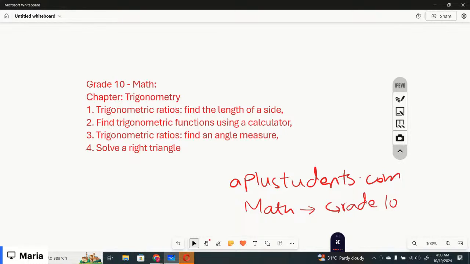The lessons we're going to cover today are trigonometric ratios, find the length of a side, find trigonometric functions using calculator, trigonometric ratios, find an angle measure, and solve a right triangle. So please make sure you have your notebook and pencil so that you can note down the important examples and definitions as well.